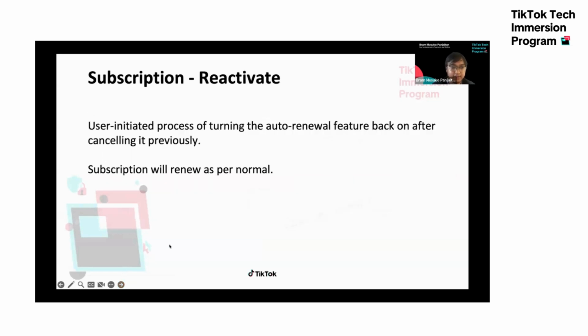Next slide. Okay, so the opposite of cancel is reactivate. Reactivate can only happen if you already canceled the subscription. If you change your mind and want to continue enjoying the subscription, you can do the reactivation. Then the auto renewable status will turn back to on after you already canceled the subscription. Then it will go to the renew flow as per normal. You will get your entitlement in the next cycles.